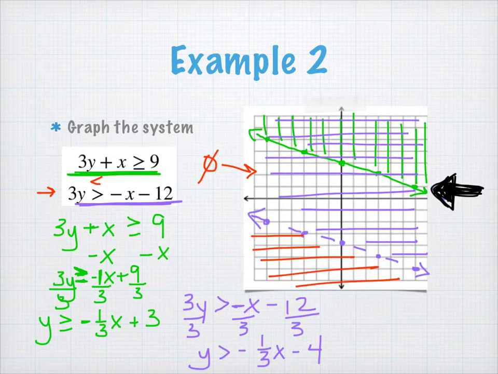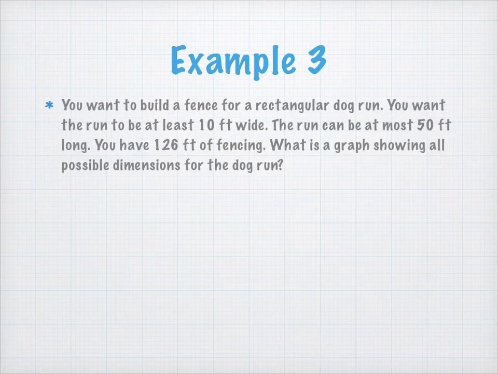Next example. You want to build a fence for a rectangular dog run. You want the run to be at least 10 feet wide. The run can be at most 50 feet long. You have 126 feet of fencing. What is a graph showing all the possible dimensions for your dog run?